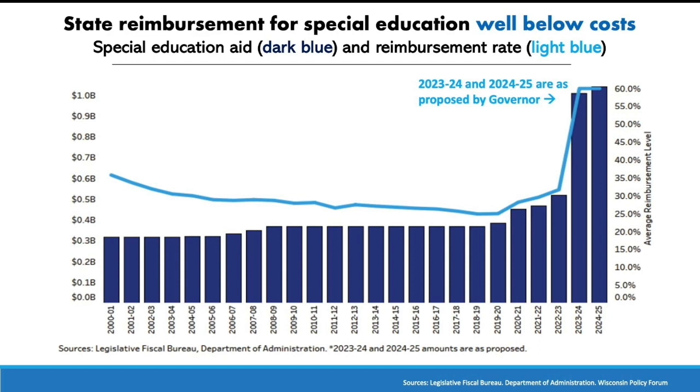The right axis and the light blue line show how that aid translates to the rate of reimbursement for special education costs. Starting in 2008-09, right around the same time that revenue limits were tightening, the state kept special education funding flat for more than a decade while special education costs were going up, resulting in a downward trend in reimbursement levels. With some modest funding increases in recent years, reimbursement has risen slightly, but still covers less than a third of what it costs to serve the needs of students with disabilities.